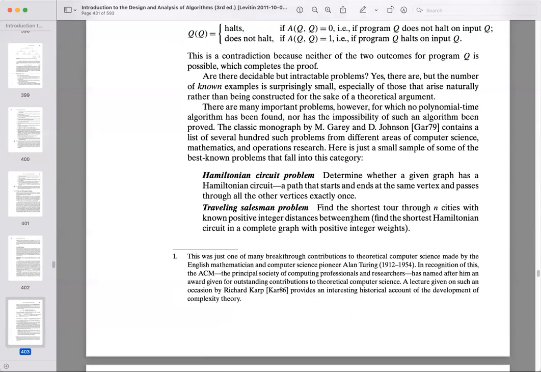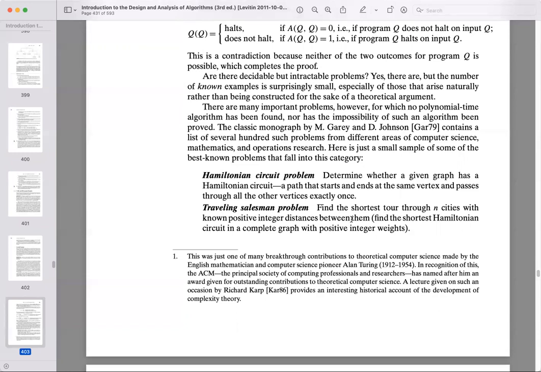Okay, so here are some of the best known problems that we talk about in this category of intractable problems, the decidable but intractable problems. There are a number of these, but not that many, surprisingly. These are the most important problems that have no polynomial algorithm yet, nor has the impossibility of such an algorithm been proven. So we have the Hamiltonian circuit problem. That's to determine whether a given graph has a Hamiltonian circuit, which is a path that starts and ends at the same vertex and passes through all the other vertices exactly once.